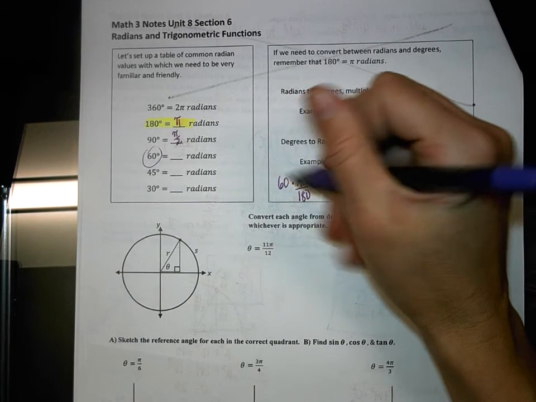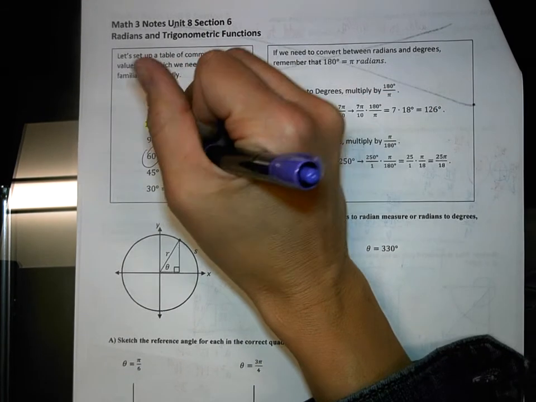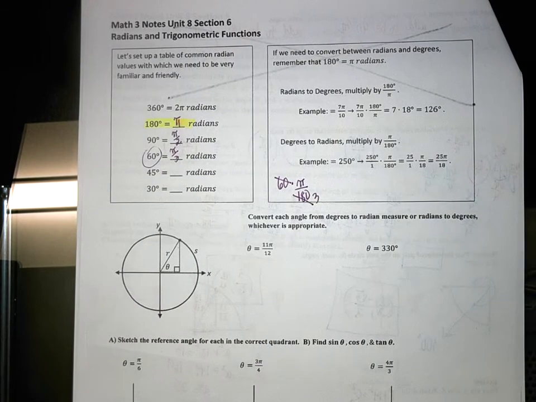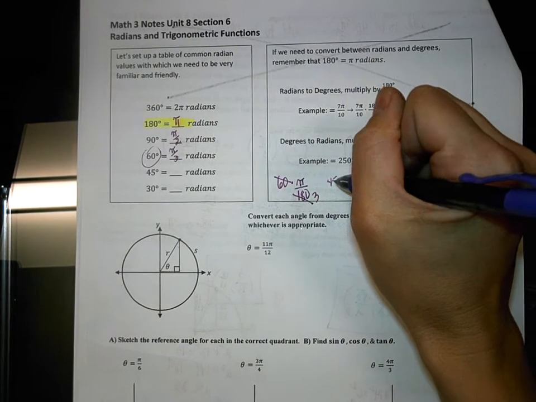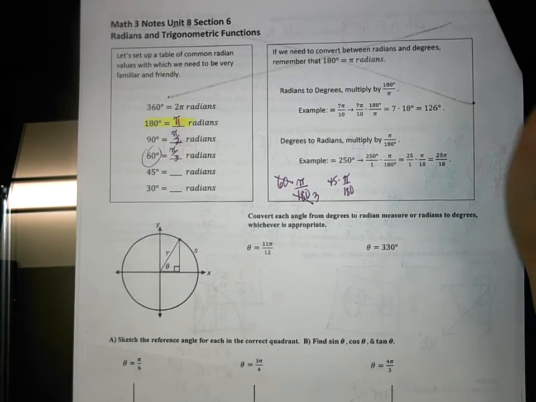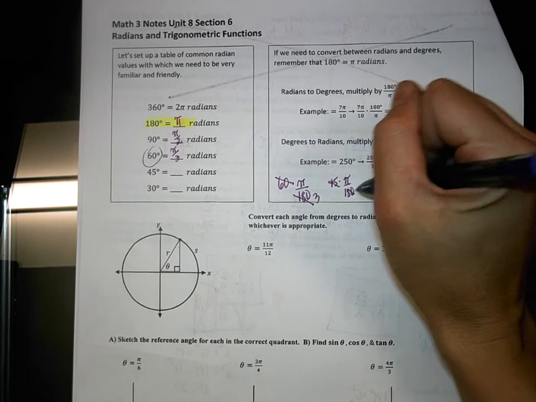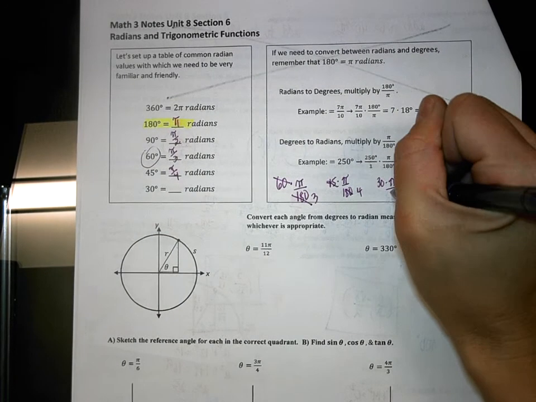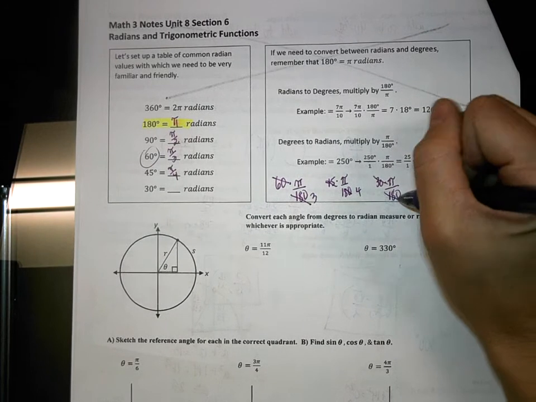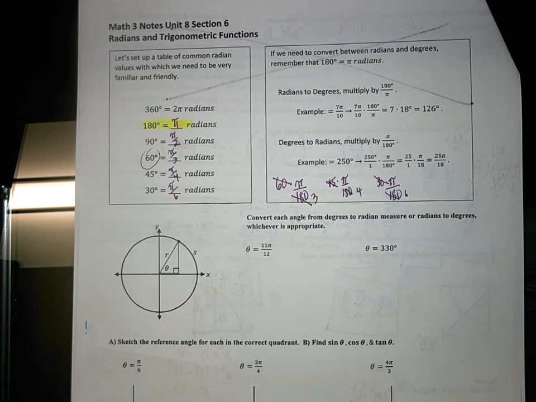Okay? Can 60 and 180 reduce? Yeah, 60 and 180 reduces to be what? 3. And so 60 is actually pi over 3 radians. Okay, 45, same thing. 45 times pi over 180. 45 goes into 180 how many times? 4 times. So this is pi over 4. And then 30 times pi over 180. This reduces and it's pi over 6. So we can do this with any degree and change it, okay?